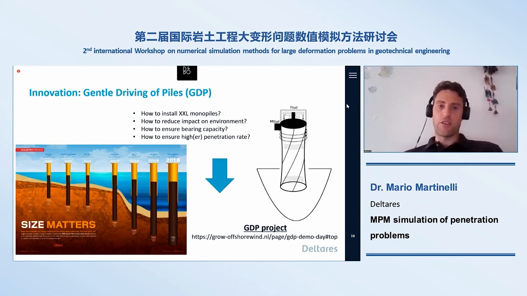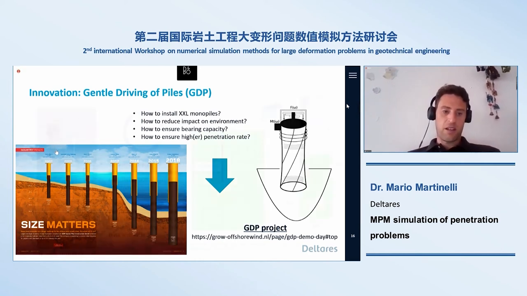Gentle Driving of Piles is a project, and you can go to this website for more details, which proposes an innovative technique with vertical vibro oscillations with a harmonic high frequency torque. So the pile head is not moving only up and down, but also exhibits a harmonic rotation. And that's what we did.